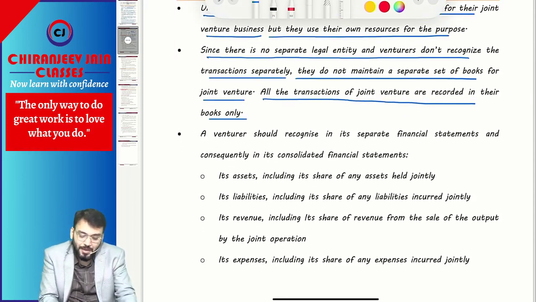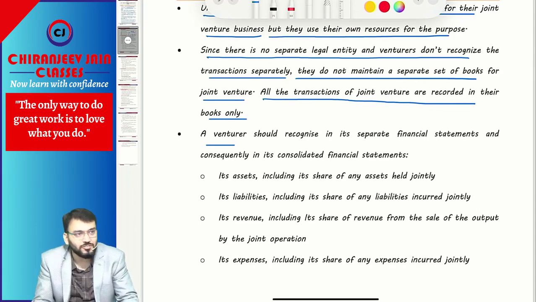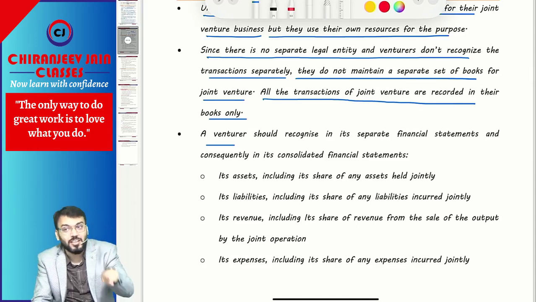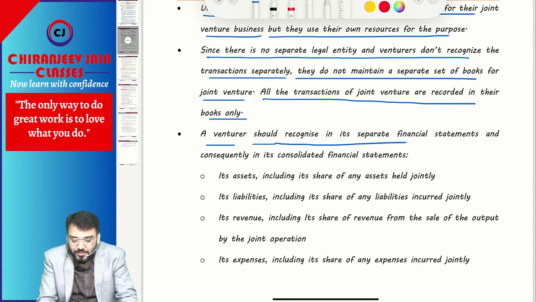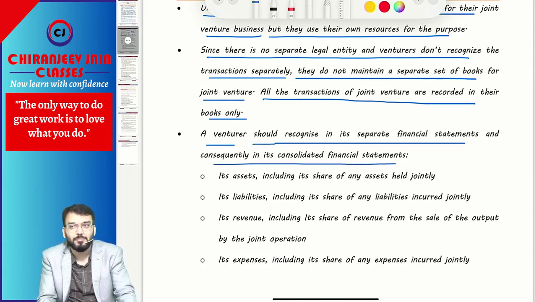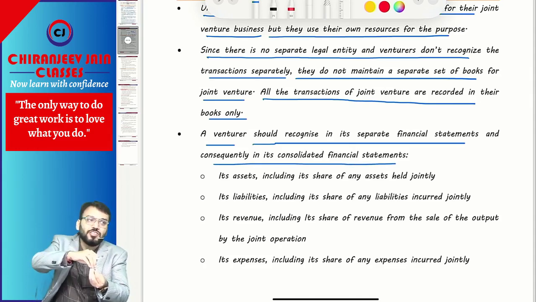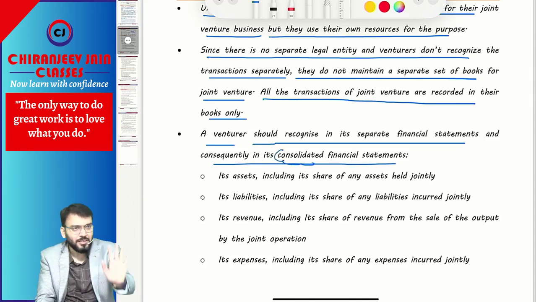Understood? A venturer means CJ sir and student sir. Venturer, not joint venture. Venturer means investor. Venturers should recognize in their separate financial statements and consequently in their consolidated financial statements. Means from their separate financial statements, if they are also preparing CFS, that will go to CFS also. Let us not think about CFS for now.